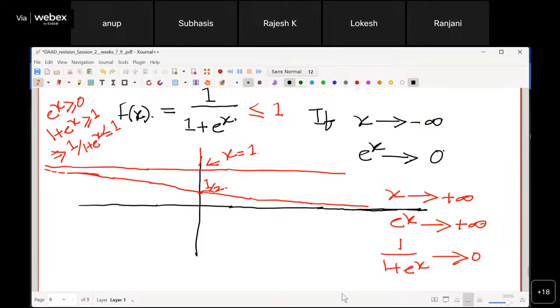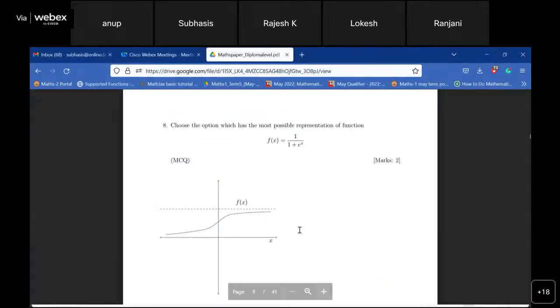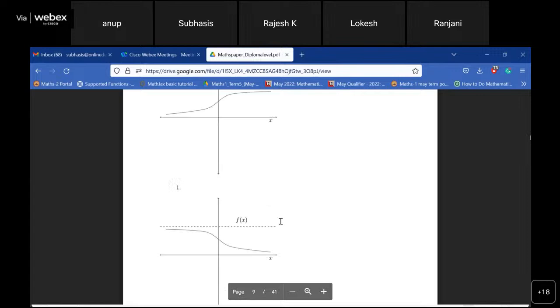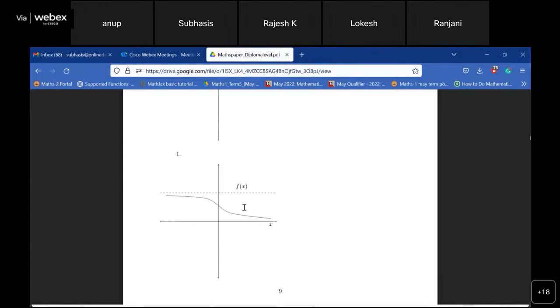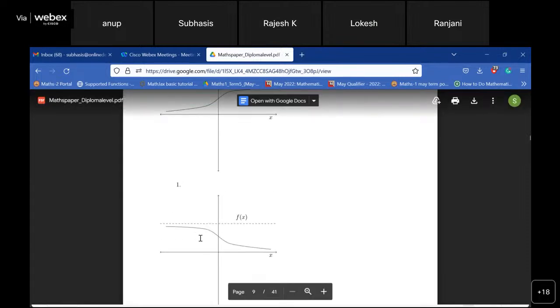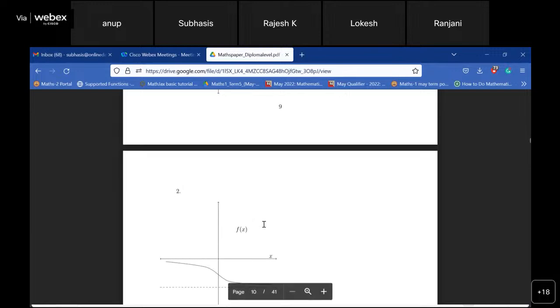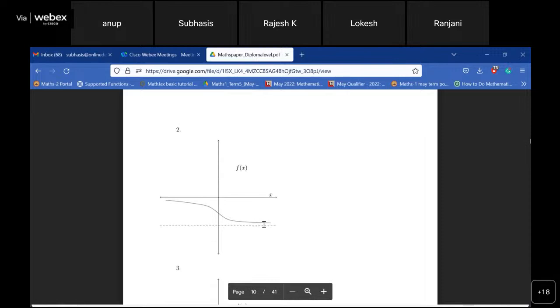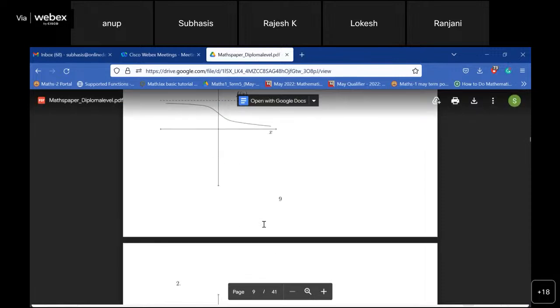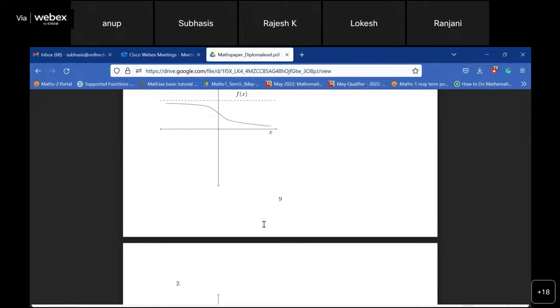Now if you go back and check the options, as you can see, this is the possible option. Is it clear now? Yes. When x is minus infinity, can you explain that one more time? When x becomes minus infinity.